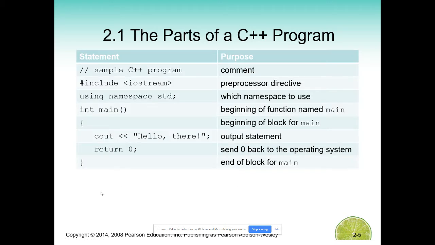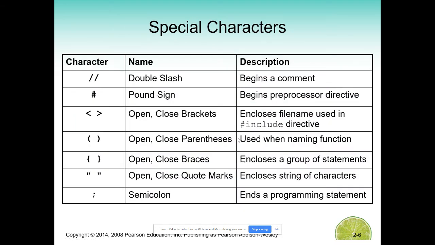So here's an explanation of what I just said: the comment, the include path, the preprocessor, the namespace to use, and so forth. These are some special characters. The double slash begins a comment. The pound sign begins a preprocessor directive. The less than and greater than, the open and close angle brackets, enclose the file name used in the include directive. Open and close parentheses are used when naming a function. The braces enclose a group of statements, the quotation marks enclose a string of characters, and the semicolon ends a programming statement.